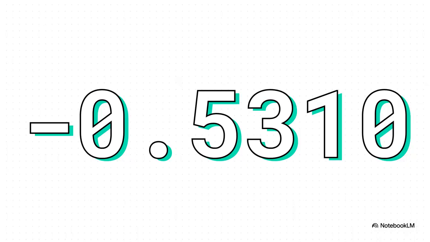Let's look at a real example. A study of company profits came up with a skewness of negative 0.5310. Just from that one number, we immediately know two things. One, the data is negatively skewed, and two, that tells us a powerful story. The vast majority of companies in that dataset were actually clustered together at the higher end of the profit scale.